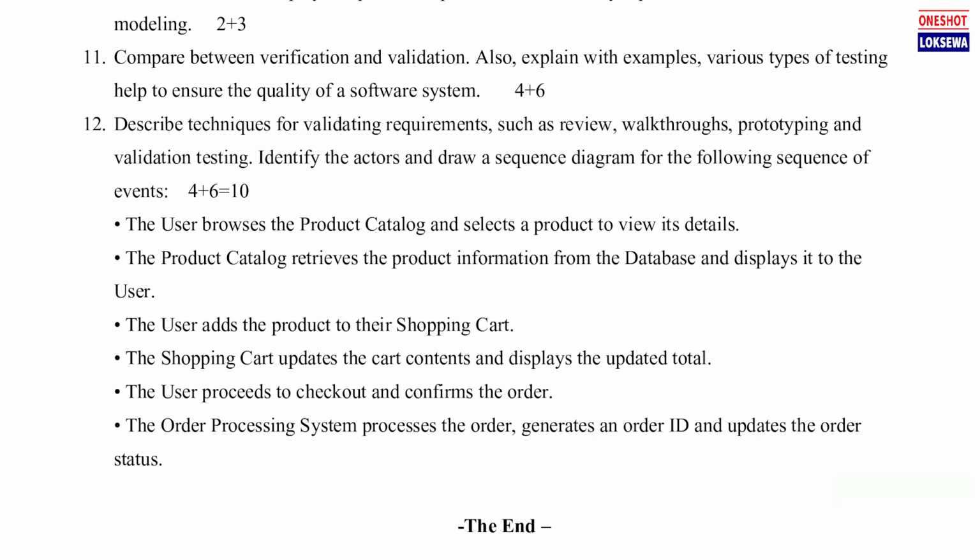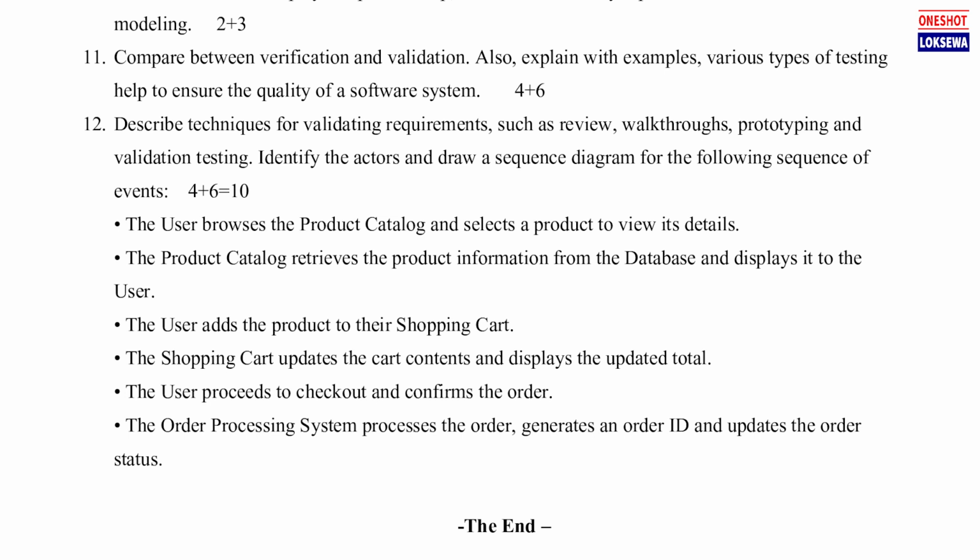Identify the actors and draw a sequence diagram for the following sequence of events. One: the user browses the product catalog and selects a product to view its details. Two: the product catalog retrieves the product information from the database and displays it to the user. Three: the user adds the product to their shopping cart.